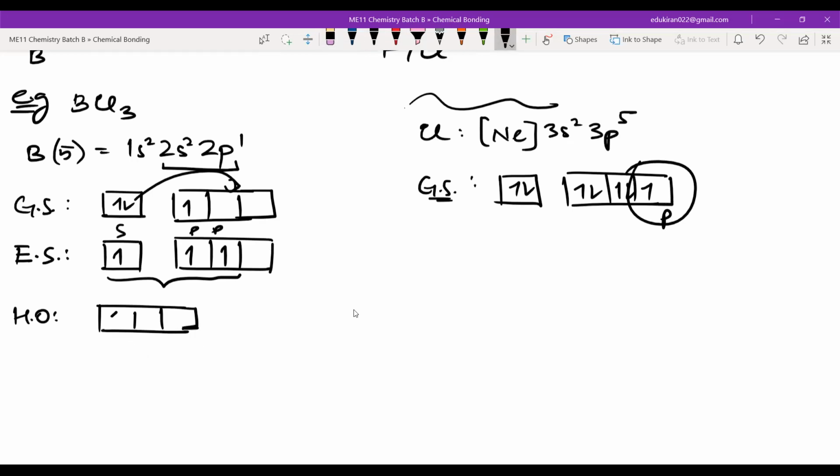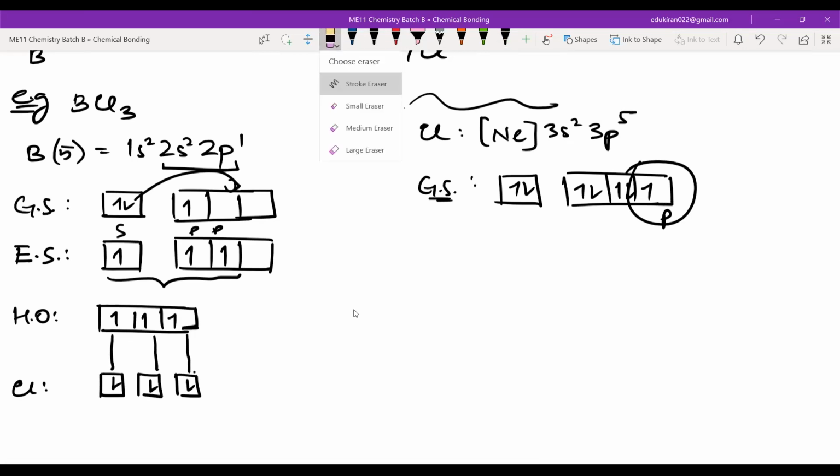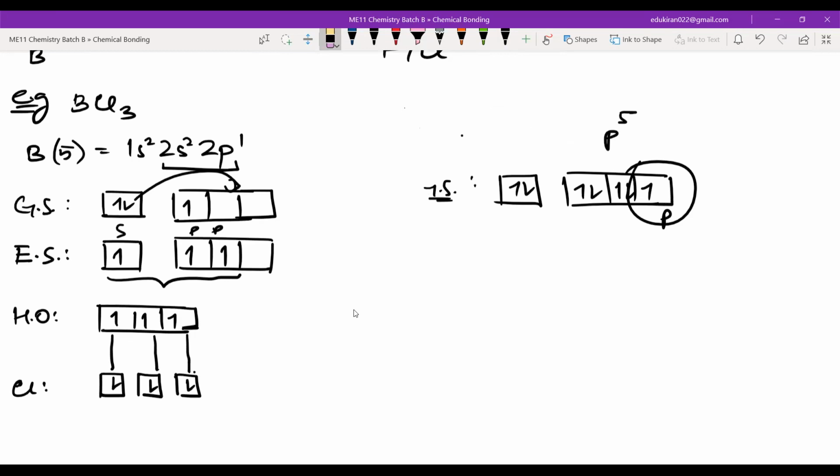So we have these hybrid orbitals, each having 1 electron. And then you have the chlorine atoms, the chlorine orbitals. So this is one chlorine, this is another chlorine, and this is another chlorine. All of them have 1 electron each. And then these can bond, right? And then you will form BCl3. So how will the BCl3 look?